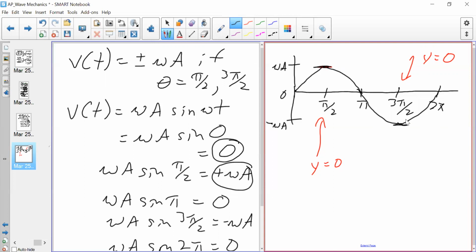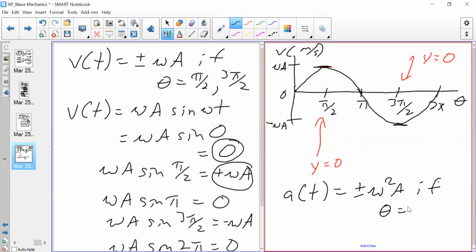I hope that you can see that. If you still have any questions, let me know. The acceleration, we know it's going to be plus or minus omega squared A if theta is 0, pi, and 2 pi, because now it's a cosine function, and cosine is a maximum at those angles, whereas sine is maximum at pi over 2 and 3 pi over 2.